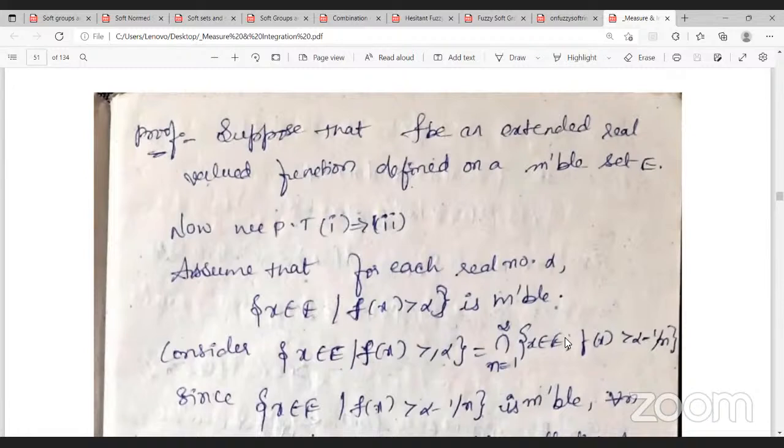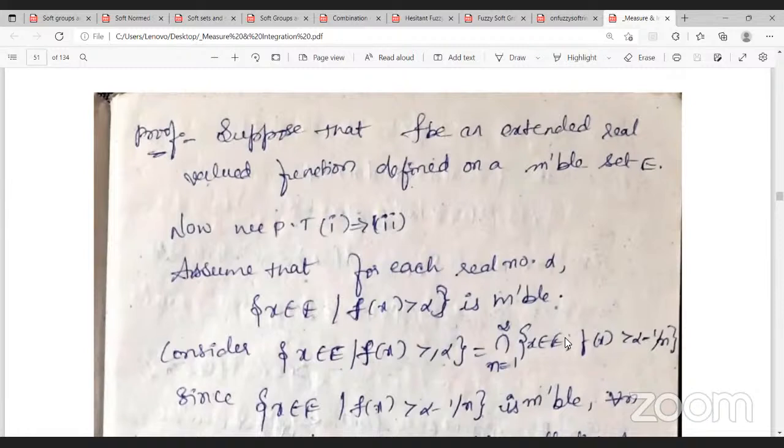If a function is measurable, then prove that the set {x in E : f(x) greater than or equal to alpha} is measurable. Given the set x belongs to E such that, write down here. Now we prove that first implies second.